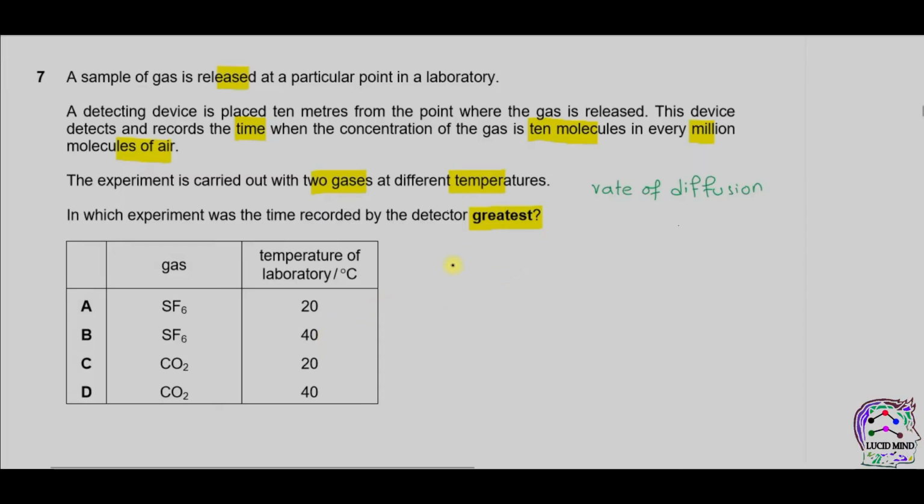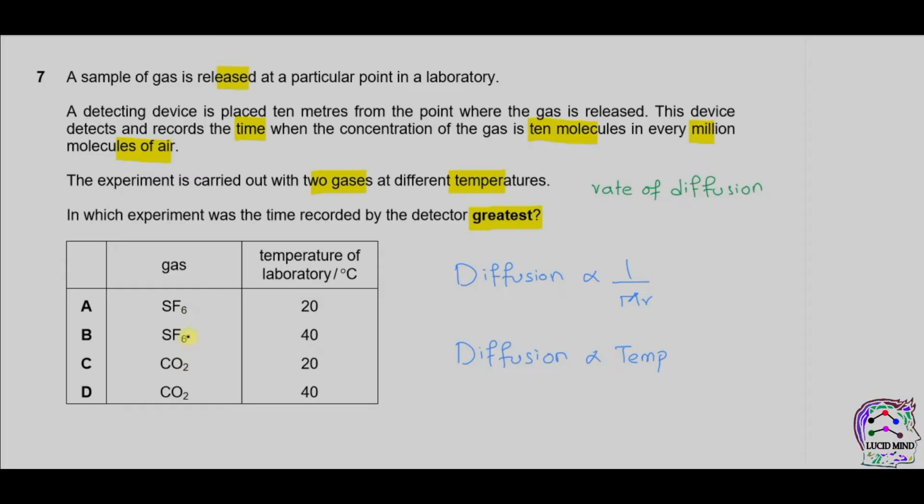Now you should remember that diffusion is inversely proportional to molecular mass, and diffusion is directly proportional to temperature. This is because when temperature is increased, the kinetic energy of molecules increases and diffusion also increases. While greater Mr means that the molecule is heavy, so therefore heavy molecules have slow rate of diffusion.